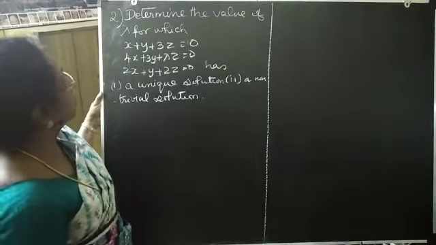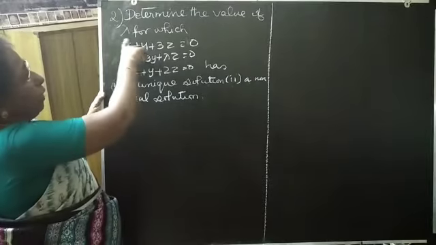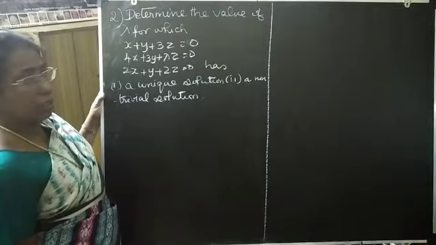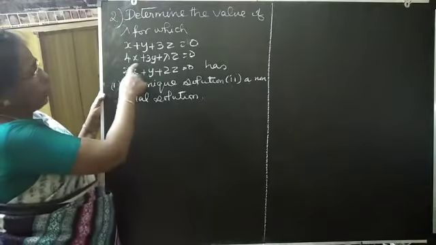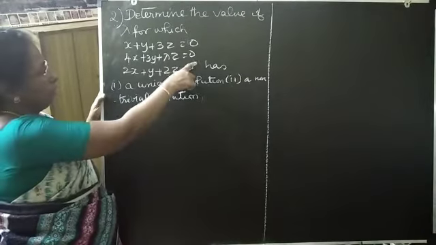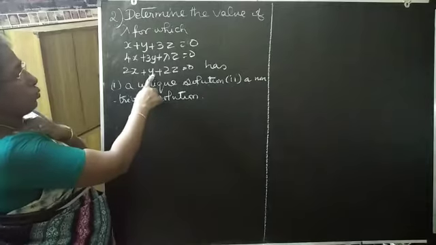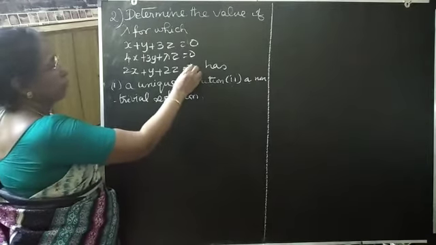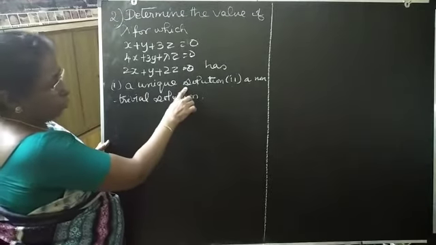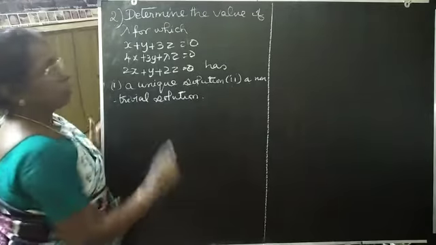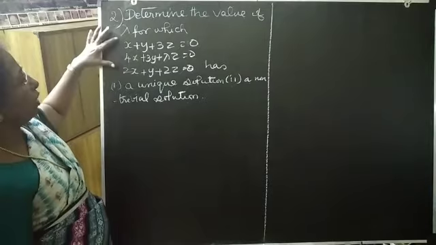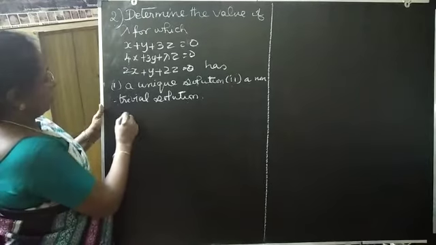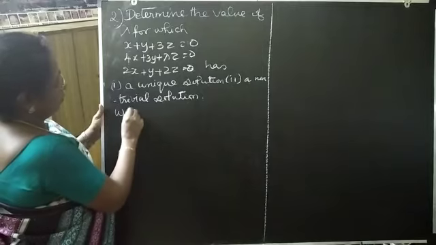The second question is, determine the value of lambda for which x plus y plus 3z is equal to 0, 4x plus 3y plus lambda z is equal to 0, 2x plus y plus 2z is equal to 0 has a unique solution and a non-trivial solution. Now, we are going to write the given equation in matrix form.